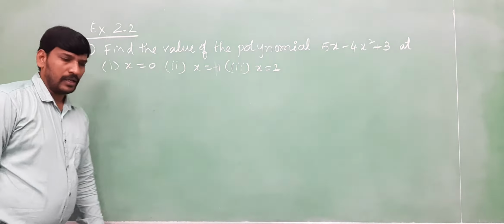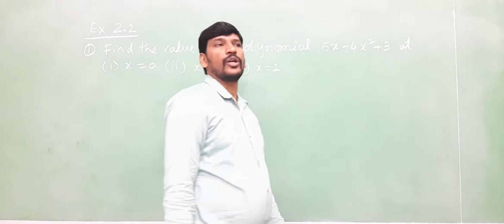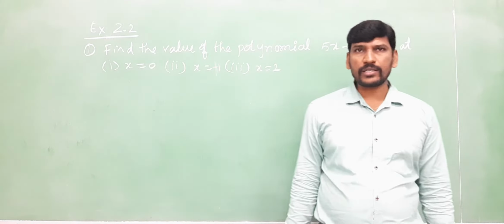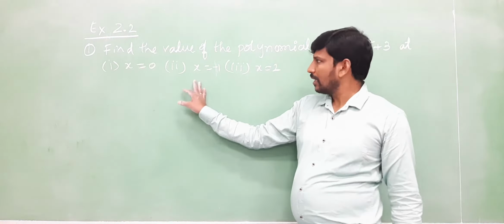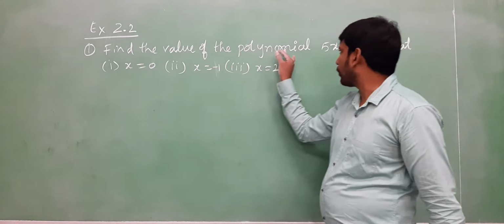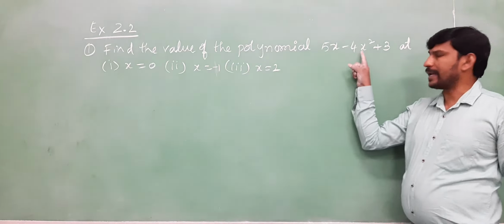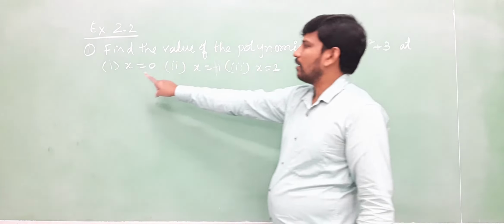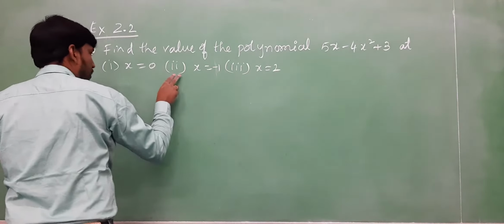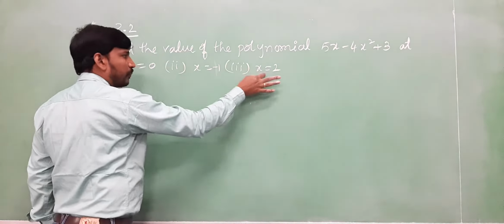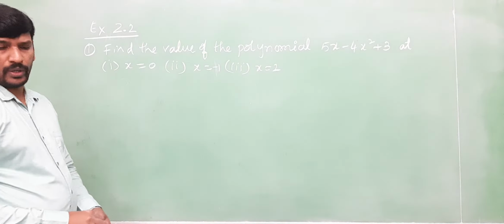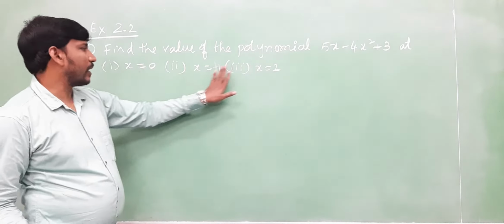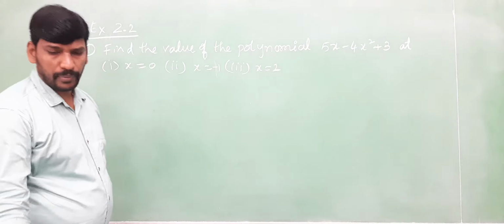Right, children, let us start exercise 2.2. In exercise 2.2, first question. Find the value of the polynomial 5x minus 4x square plus 3, at first x equal to 0, second x equal to minus 1, and x equal to 2. For these 3 values, we are going to find the value of the polynomial.